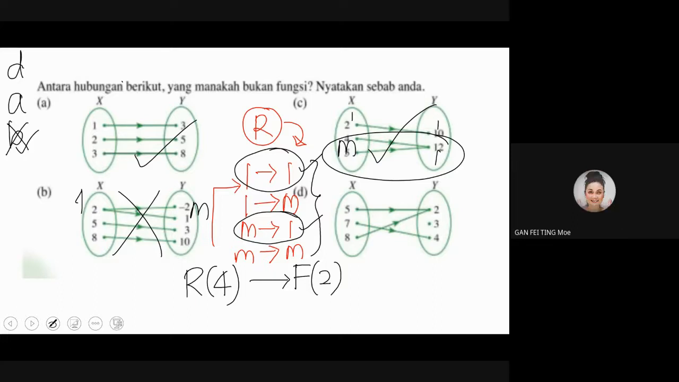5 to 2 is 1 to 1. 7 to 4 is 1 to 1. 8 to 2. Okay, then you see 2. You have 2 elements on the left going to 2 on the right. So it's many to 1. So 7 to 4 is 1 to 1.